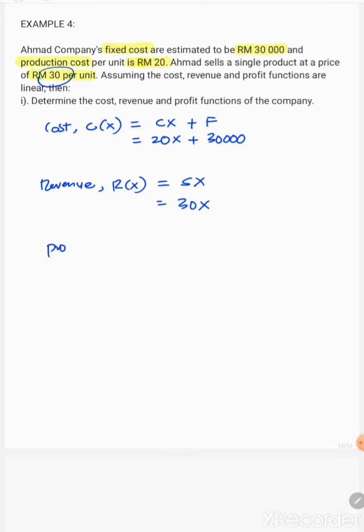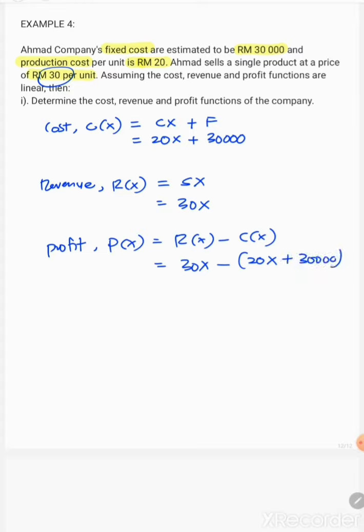To find the profit, remember profit, Px, is equal to revenue minus cost. So revenue here is 30x minus the cost we have. Don't forget to put a bracket, because here we have two terms, 20x plus 30,000. When you expand this, you get minus 20x minus 30,000. So 30 minus 20, we have 10x minus 30,000. This is how we solve question number 1.